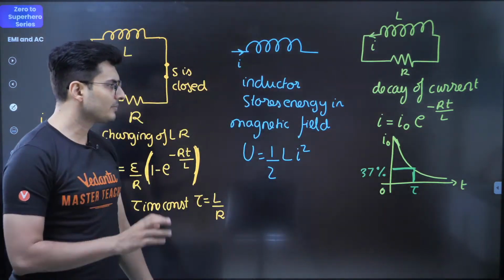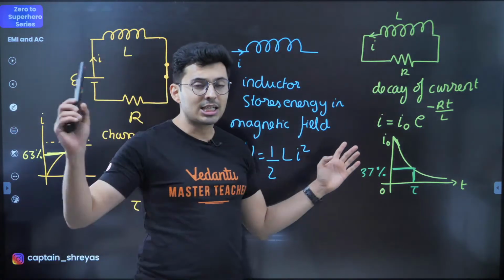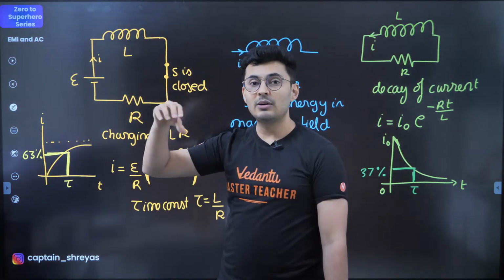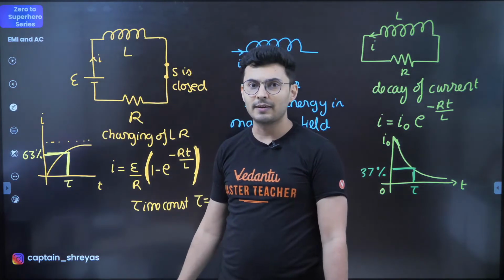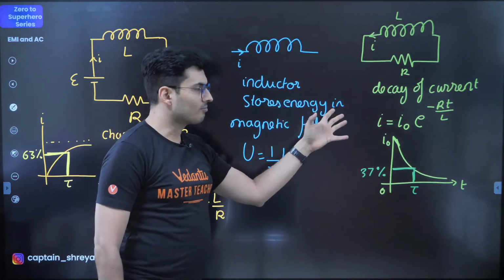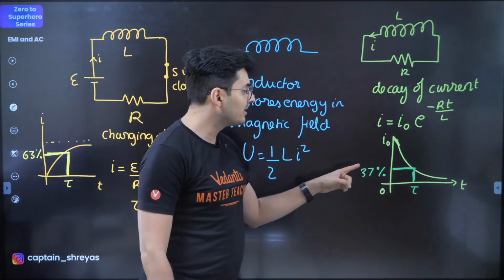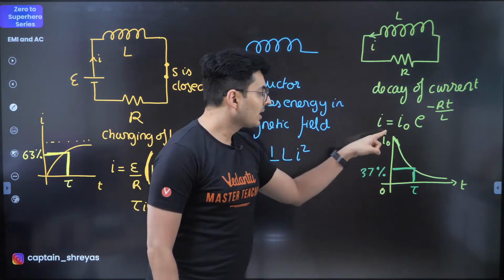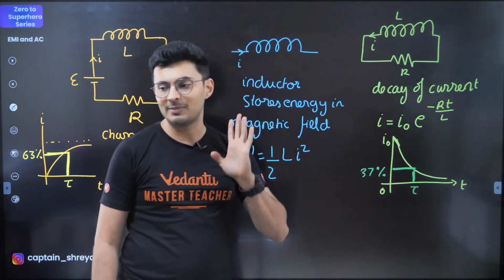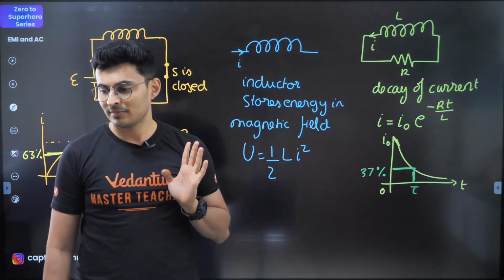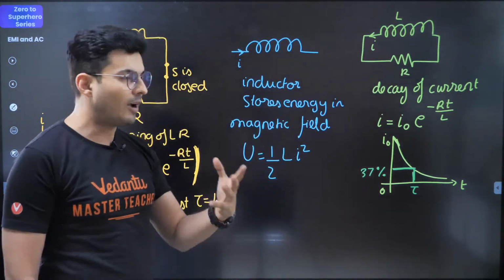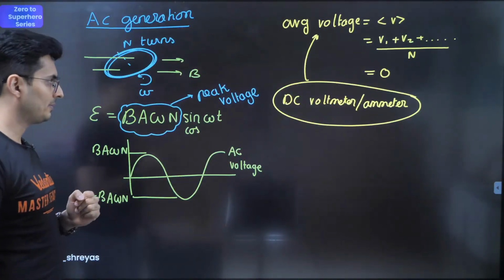As simple as that. Now, in the charging part, after one time constant, 63% of the final current was built up. In the case of decaying, or the loss of energy, after one time constant, 63% is discharged and only 37% is remaining. Okay, so these are the facts and figures which you should remember.